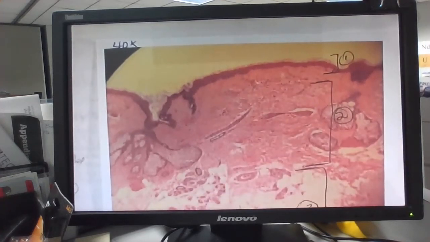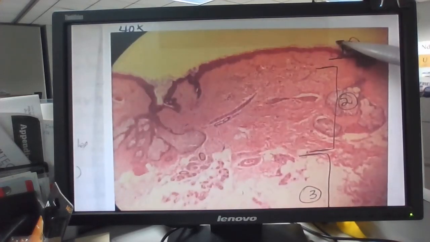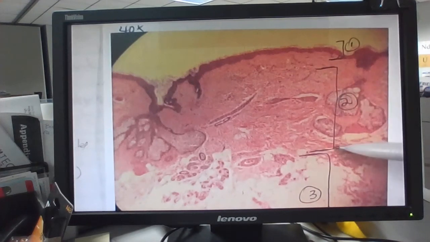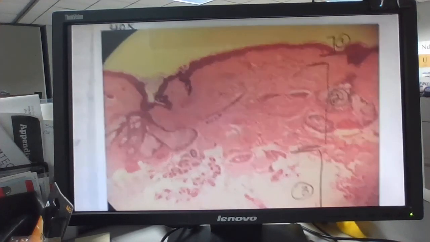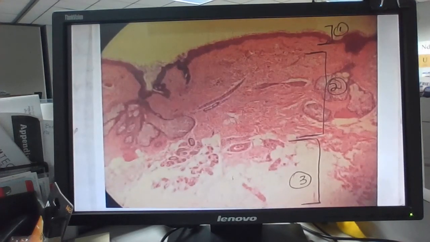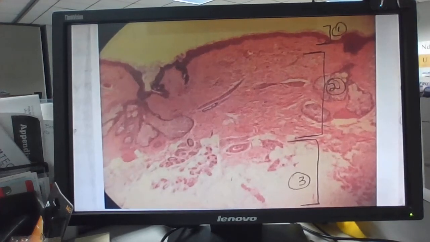So this magnification would have been the eyepiece times the objective, whatever they were using to get that magnification. When we're looking at this, we're looking at it in 3 different layers. This right here is my first layer. Here's my second layer. Here's my third layer. Go ahead and mark your picture, and then I'll give you information about what each one of those layers represent.